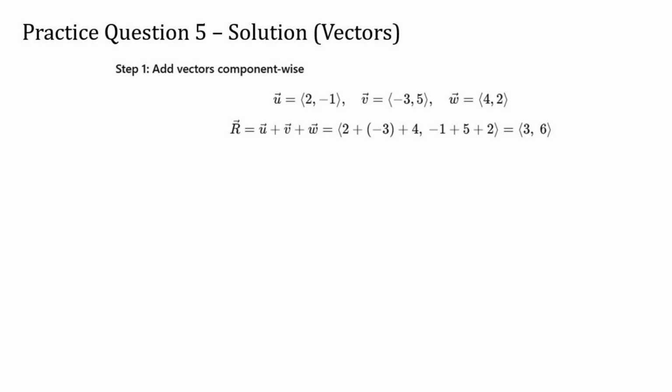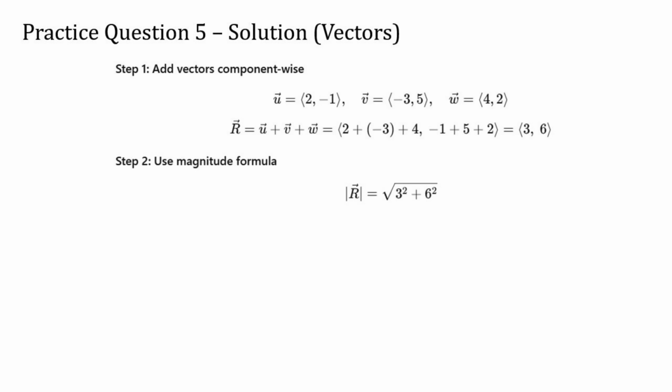The x values are 2, -3, and 4. When we add those together, we get 3. The y values are -1, 5, and 2. Adding those gives us 6. So the resultant vector is the ordered pair 3, 6.